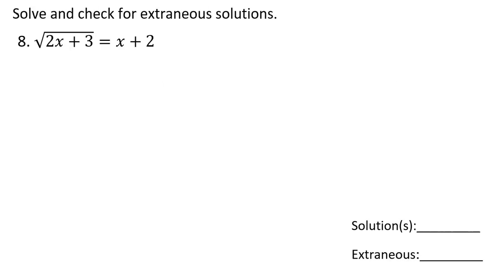Solve and check for extraneous solutions. So these are the really tough ones. This is where you're going to have to do some multiplying, some factoring to figure out what your x's are, and then see which ones are solutions and which ones are extraneous. So once again, you should always start off with making sure that the radical is by itself. It is. There's nothing on the left side of the equal sign except for the radical.